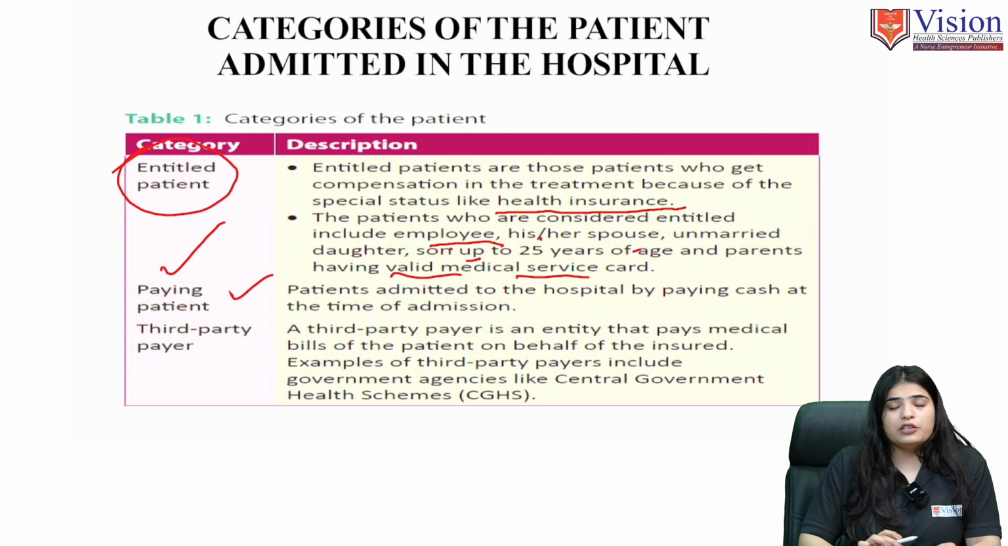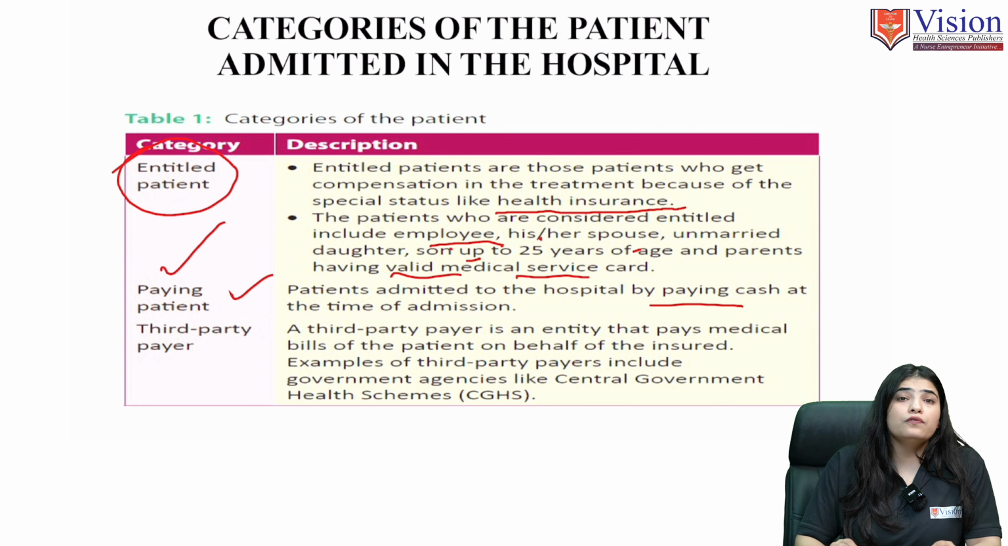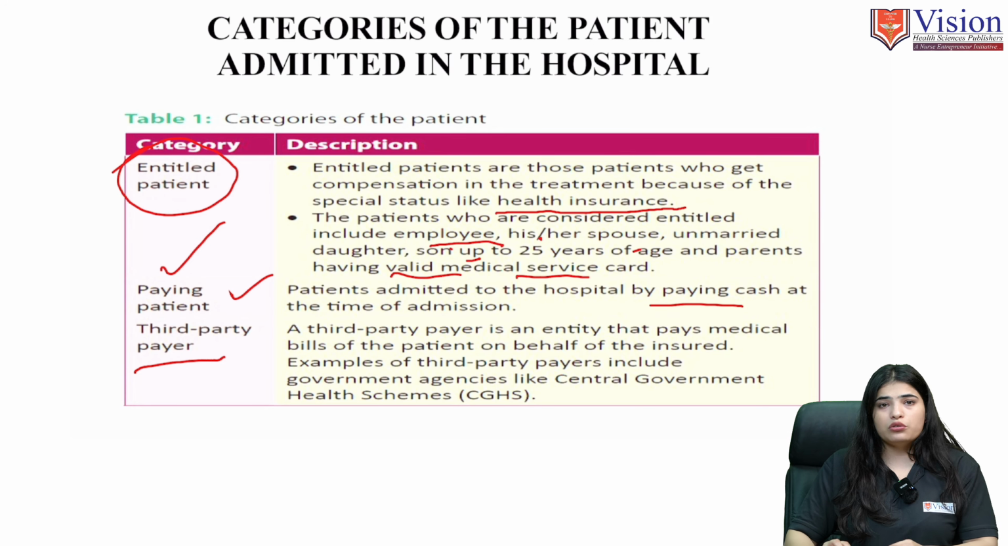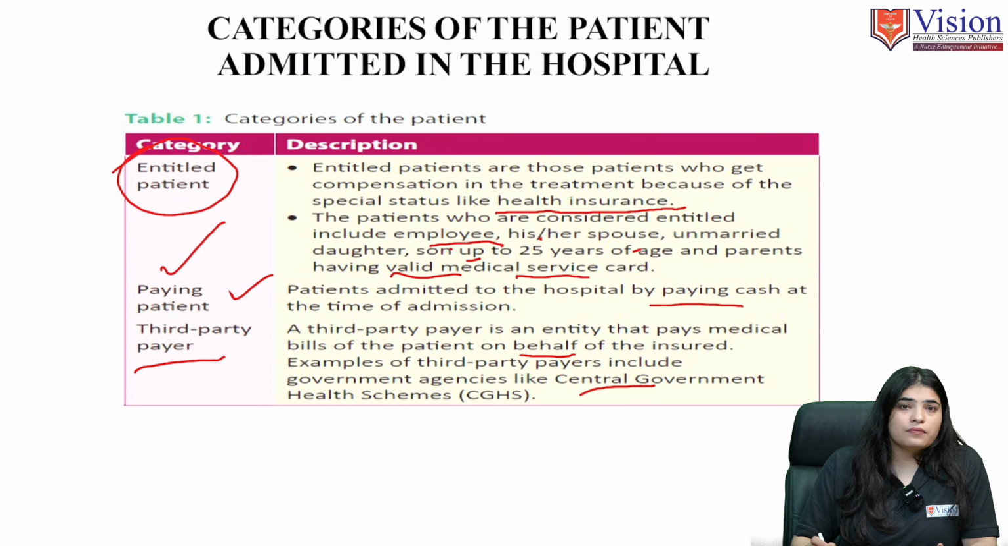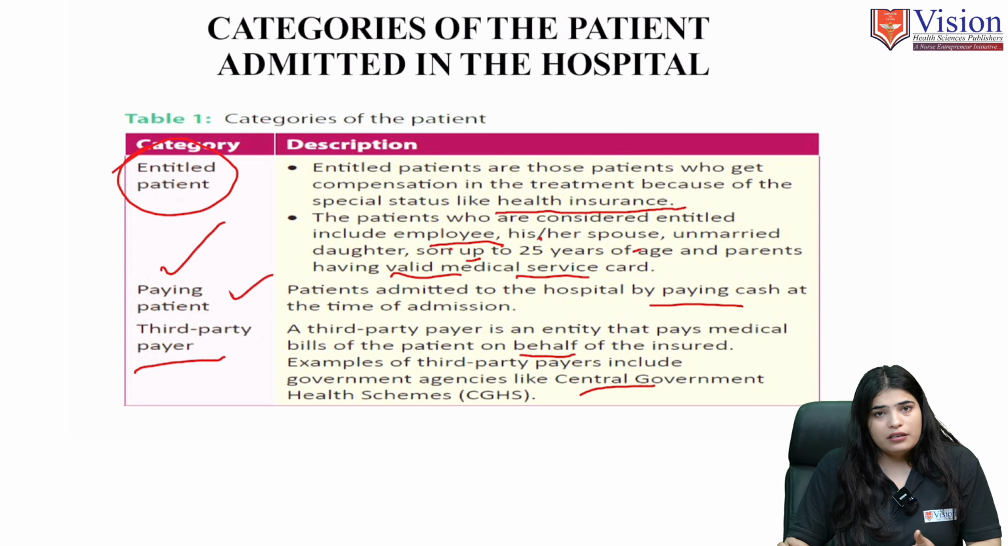Next is paying patients. Patients admitted to the hospital by paying cash at the time of admission are paying patients. And the next one is third party payers. Here the patient is admitted to the hospital, but the medical bills, lab tests and diagnostic procedure bills will be handled by a third party, for example, central government health schemes. The bills will be cleared by that agency. So these are the three main categories of patients at the time of admission.